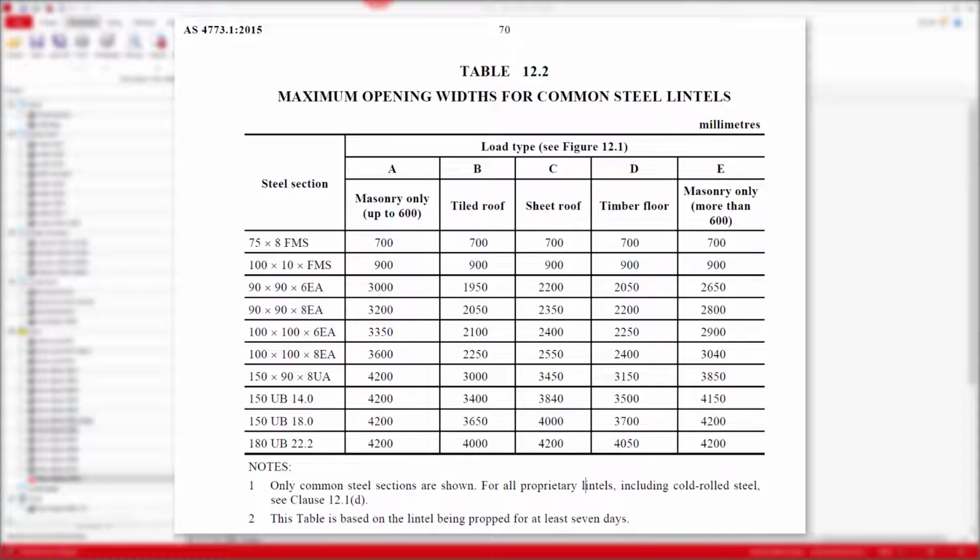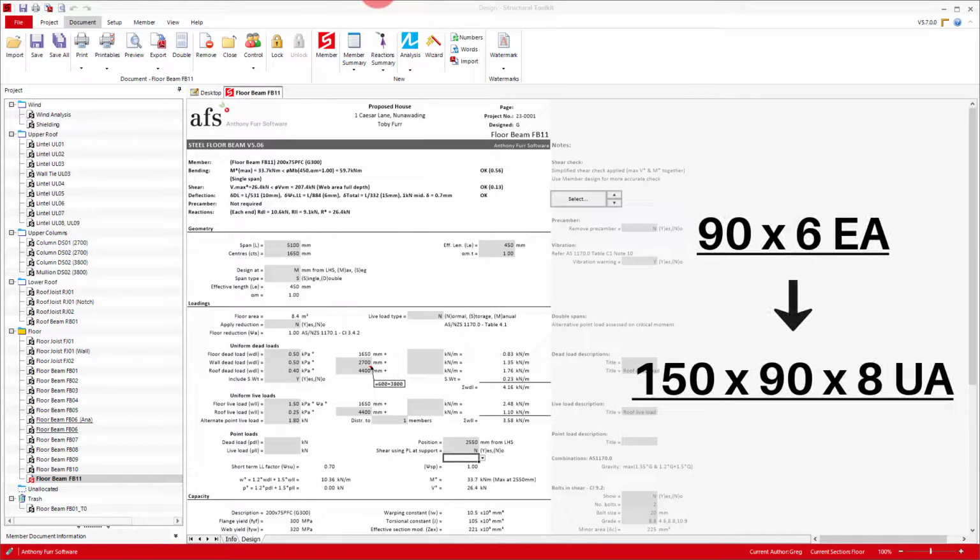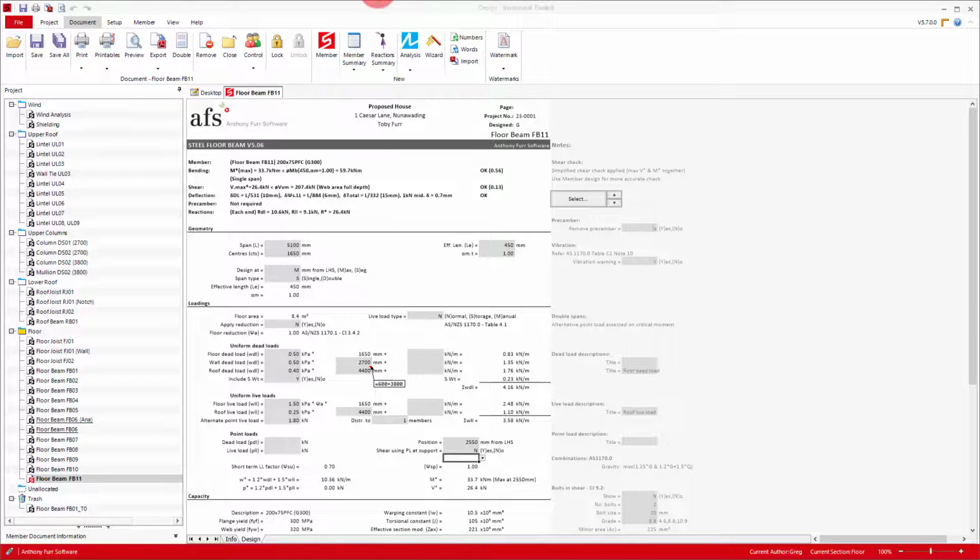Although this table is applicable in our case, it will be a worthwhile exercise to demonstrate how to design them manually. We won't be considering any arch in action, and so we can expect our members to span a bit less than the ones in the table. For our steel angle lintels, the sizes we'll be looking at is something between a 90 by 6 equal angle up to a 150 by 90 by 8 unequal angle.